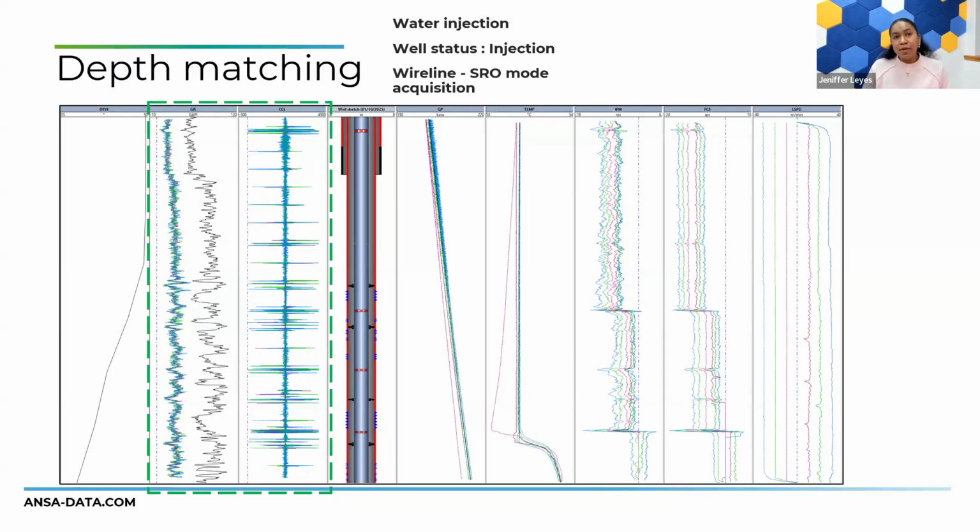Also, another thing that you need to make sure of is that after you do your depth match with your gamma rays, you also cross-check your CCL response and your completion items, making sure that they are at the expected depths.